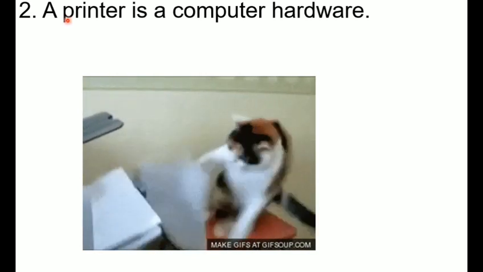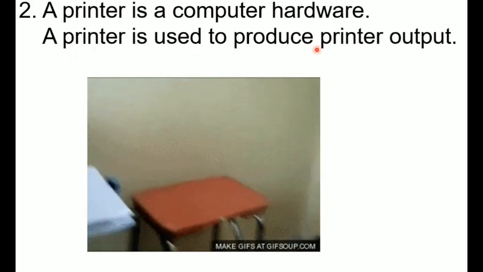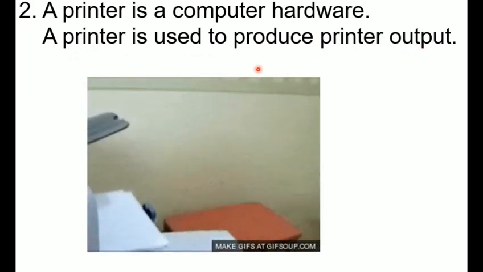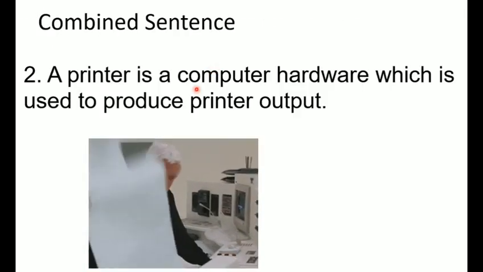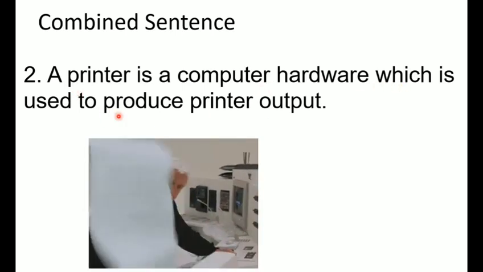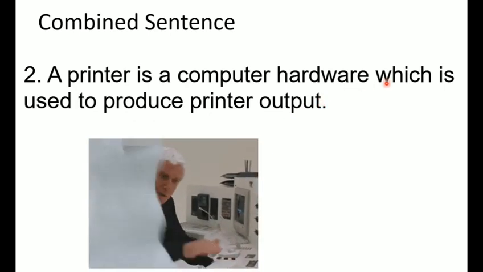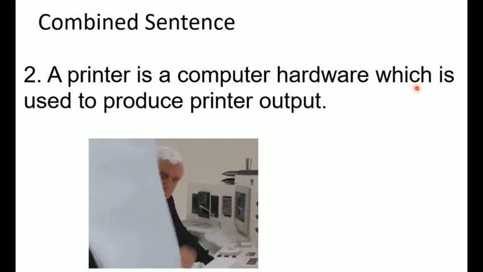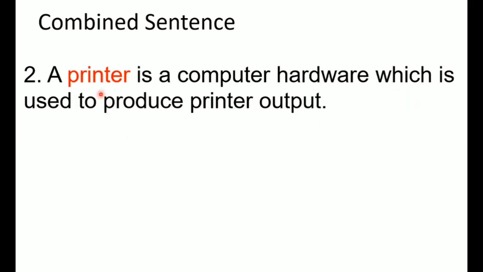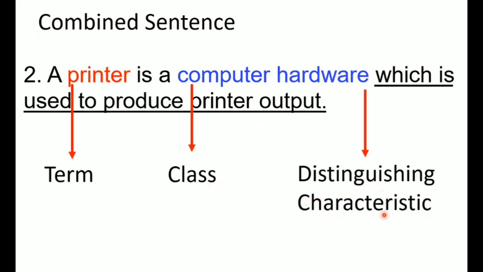Number 2. A printer is a computer hardware. First sentence. Second sentence: a printer is used to produce printer output. Okay. So this is the suggested answer: a printer is a computer hardware which is used to produce printer output. Gumamit tayo dito ng relative pronoun na which. Okay. Now, printer here is our term, computer hardware is the class, and the underlined word is our distinguishing characteristic.